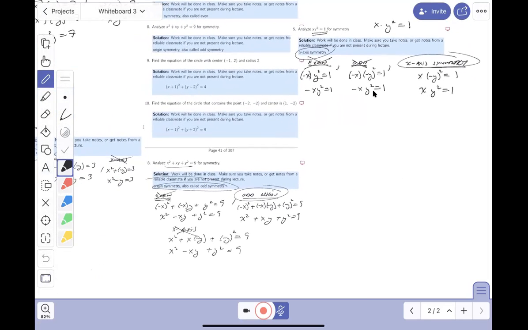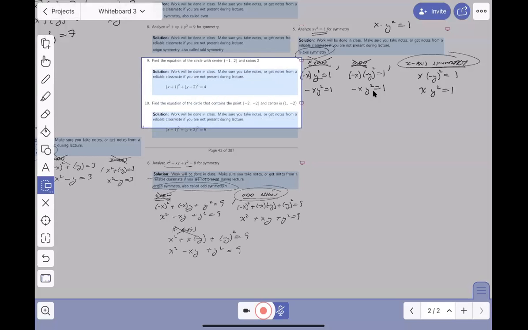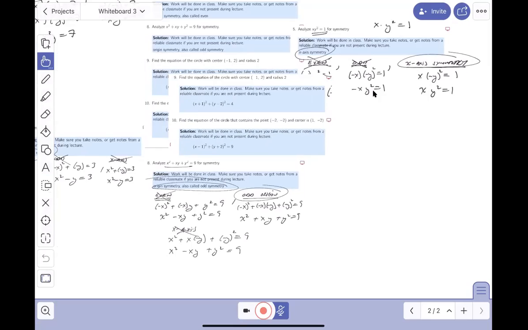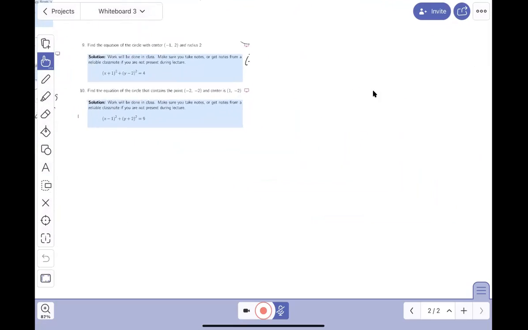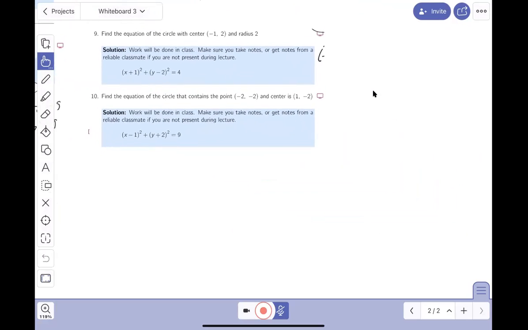And I guess I just did number 8, right? So I got 9 and 10 to do. I'm going to pull them on the side. Paper's getting kind of dirty here, isn't it? Push this over here.